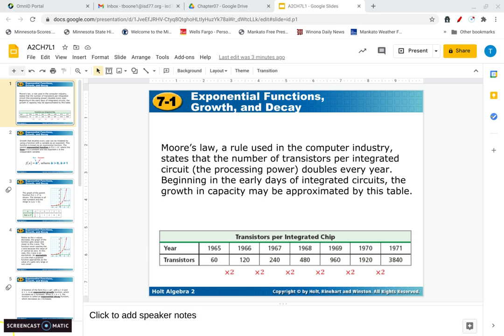All right, welcome. Here we are at 7.1. We're going to be talking about exponential functions and more specifically growth and decay.